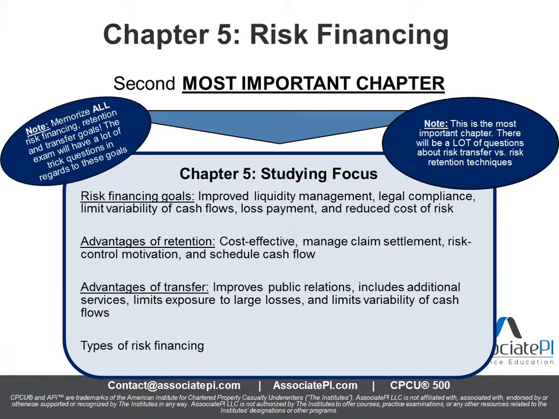Also, you have to know the advantages of retention, which is a type of risk financing, the advantages of transfer, which is a type of risk financing, and the types of risk financing. So that's going to be insurance, deductibles, things like that fall under the risk financing umbrella. So very important chapter here. Make sure you study this one.